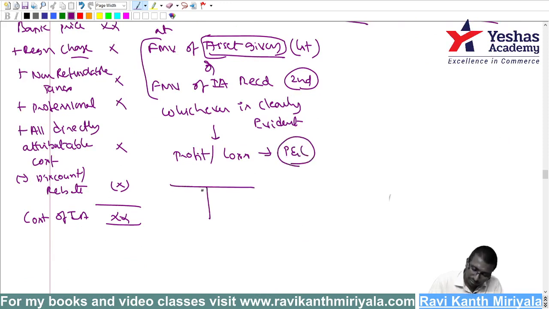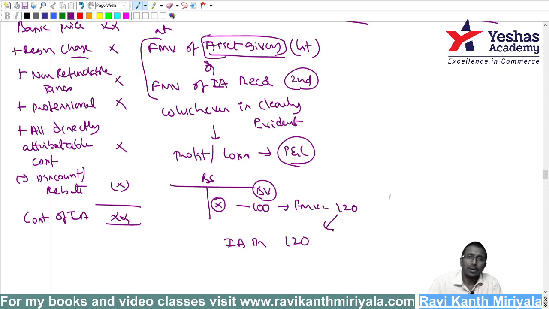Suppose this is your balance sheet. You have some asset X whose carrying amount or book value is 100 rupees, but the fair market value of this asset is 120 rupees. Now you got an intangible asset, so intangible asset account is debited at the fair market value of what you got, assuming this can be measured reliably. X has gone, and the profit should be transferred to P&L.